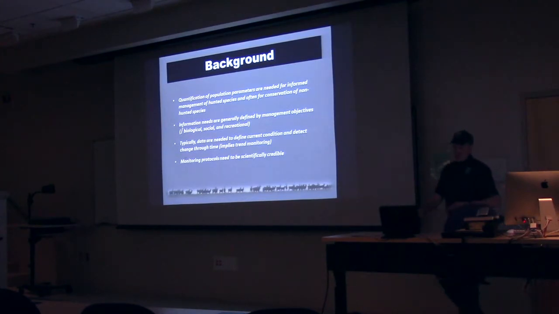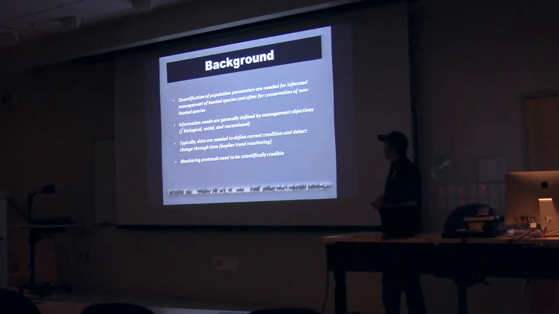Okay, so just by means of background, as you might imagine, especially with hunted animals, we have a need to assess abundance through time. And that doesn't actually exist just for hunted animals, but for hunted animals it's particularly important. The information needs that we have are usually defined by the management objectives, and those objectives are not just biological. Sometimes they're really the intersection of biological, social, and recreational objectives.